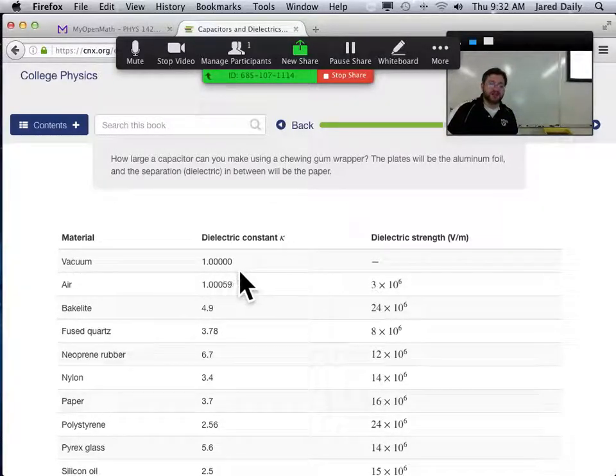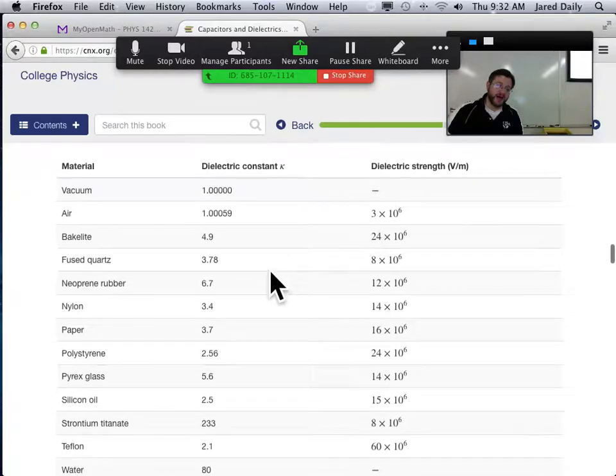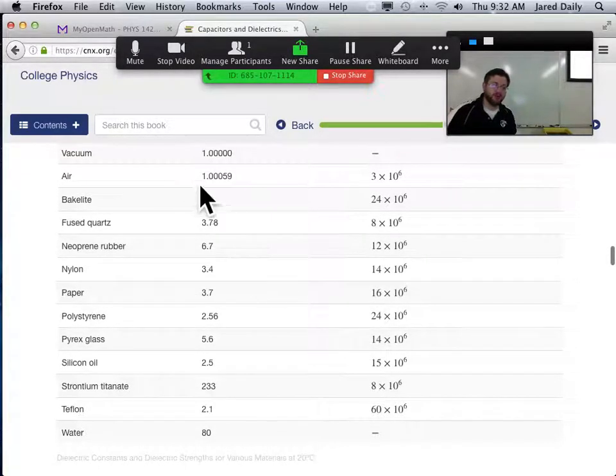So the dielectric constant in a vacuum is 1. So in other words, if you're in a vacuum, it doesn't change anything at all. If you just have nothing between the capacitors, it just behaves like it normally would. But if you have air in there, air is slightly better than vacuum. It increases the capacitance by a tiny little bit, way out here at 0.00059, right? But bakelite, remember those old antique phones that are made of that black plasticky material? That's bakelite. And bakelite has a dielectric constant of 4.9, which is pretty good.